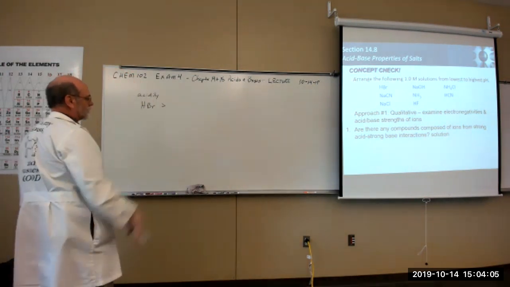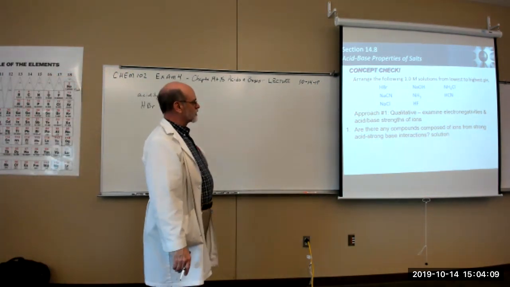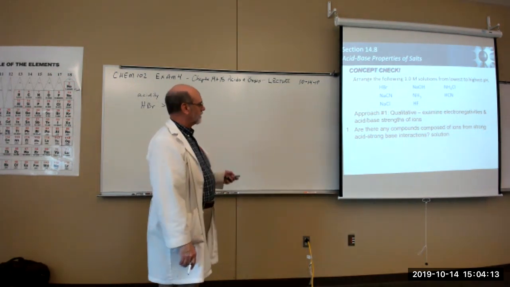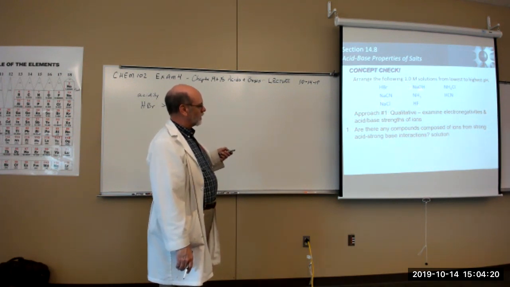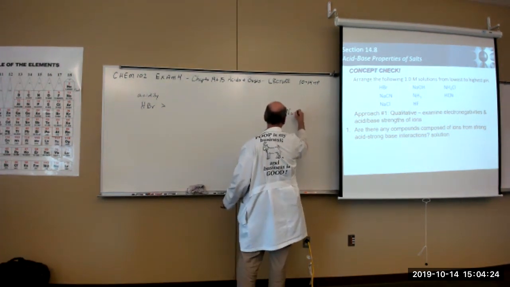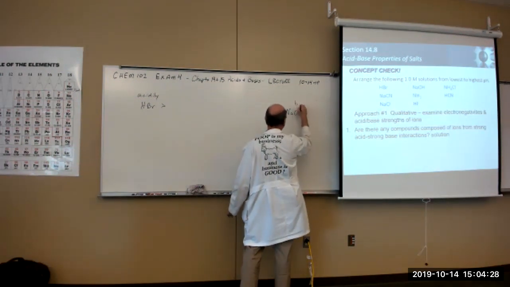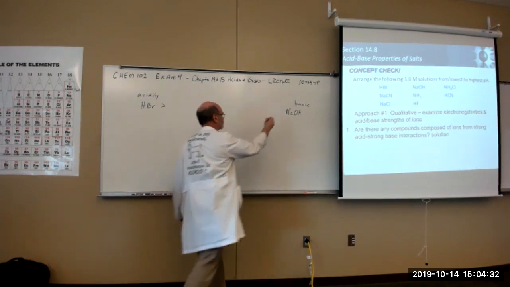So the other end would be the most basic. Right? So which one's the most basic? Well, it would be a strong base, right? So we would look for one that produces hydroxyl ions. And this is the only one. So this one nails down the other end. This is the least acidic or the most basic. Okay?